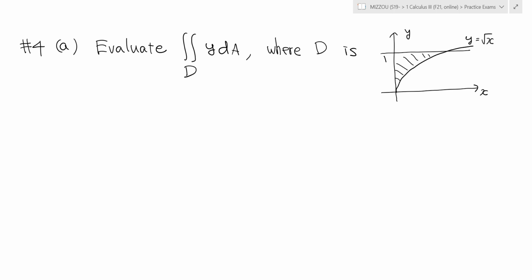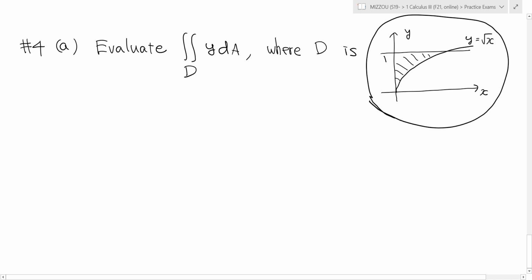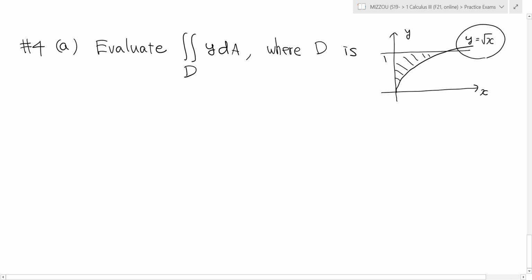Number 4, part A. Evaluate this double integral where D is given by this region. The picture is provided. It's a region bounded by y equals root x, y equals 1, a straight line, and the y-axis. All right, so this is a straightforward problem for double integral.